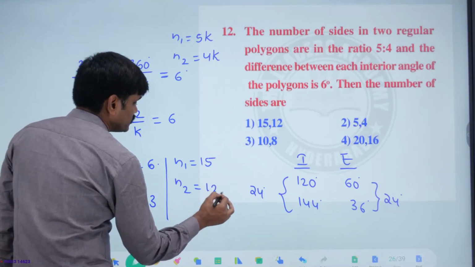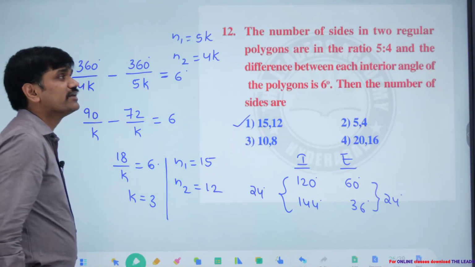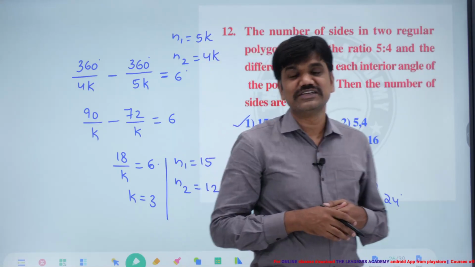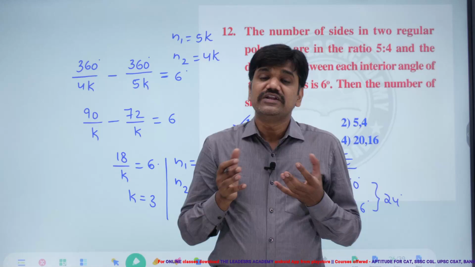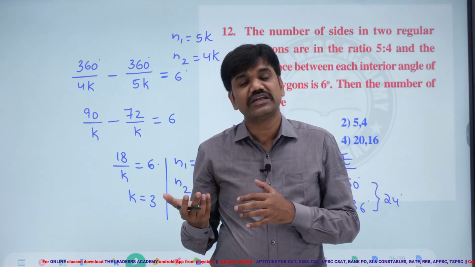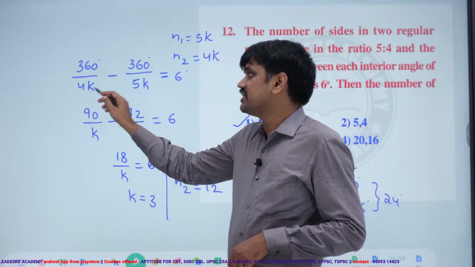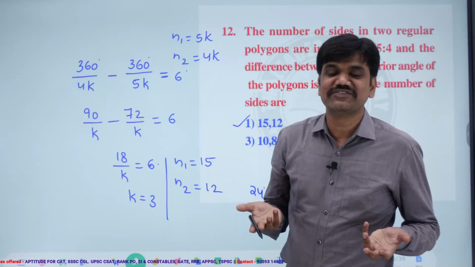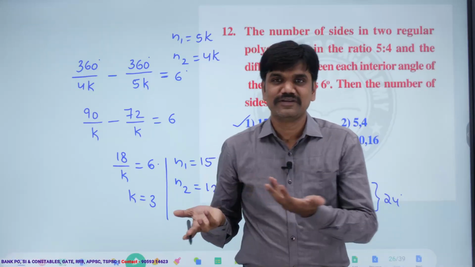That will give you how much? 12. Hence your answer has to be what? 15 and 12. So here the advantage I have taken into consideration is that the difference between the interior angles is given. If the difference between the interior angles is known, the difference between the exterior angles we can directly get. Why I converted it into this form is because getting each exterior angle is easier than getting each interior angle. That's the reason why I have taken that advantage over here, right?